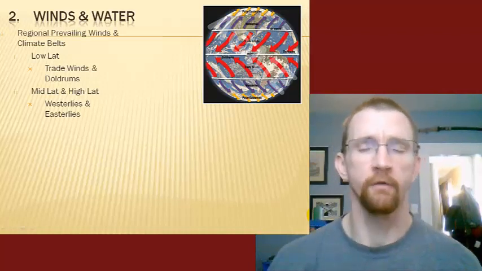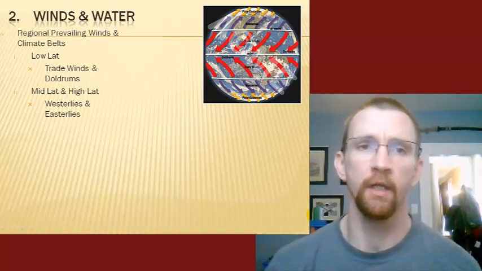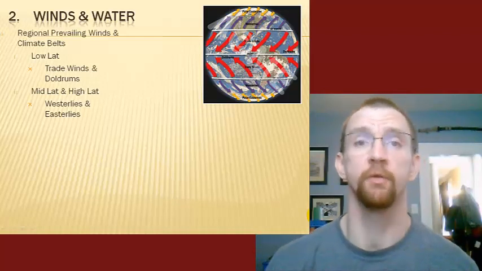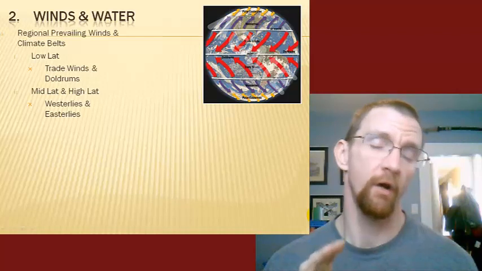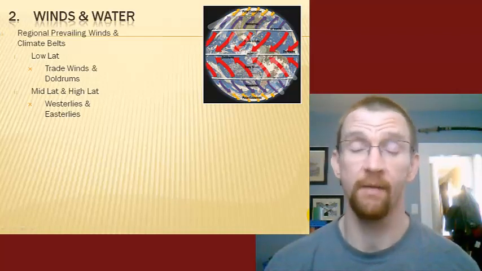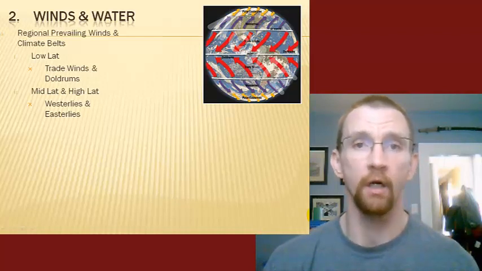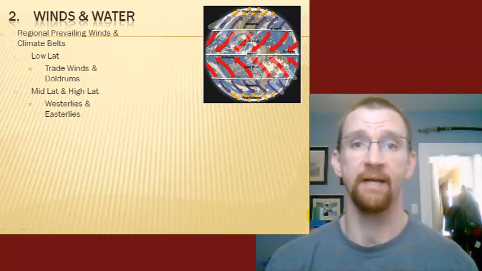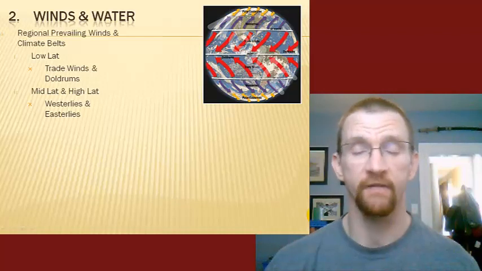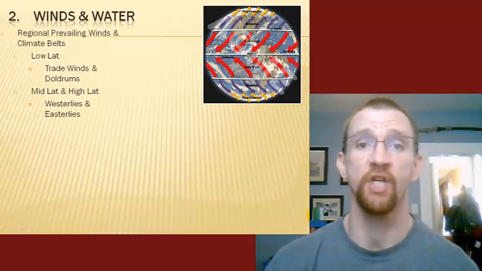All right, boys and girls, last day we were in class, we talked about how winds can affect climate. We talked about regional prevailing winds. We've already talked about how latitude affects climate. So today we're going to talk a little bit more about a couple of things. One, how water and winds work together to affect climate. And then the last thing we're going to talk about is how climate affects us and how climate changes us.